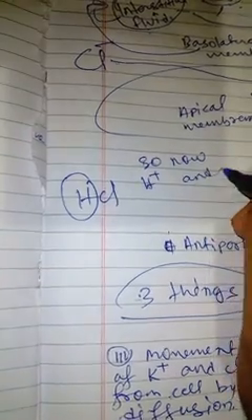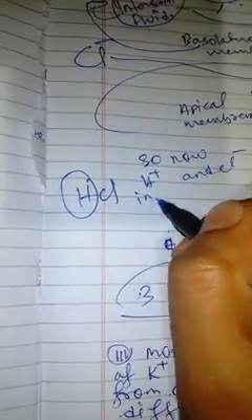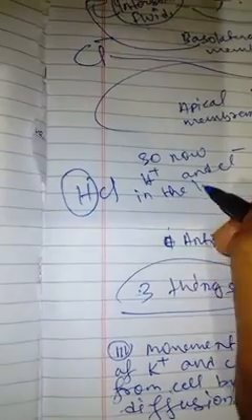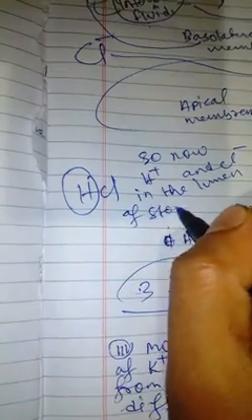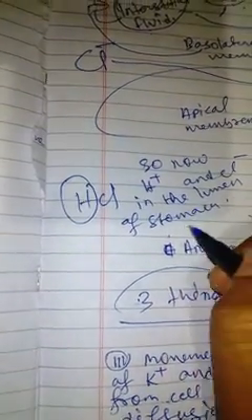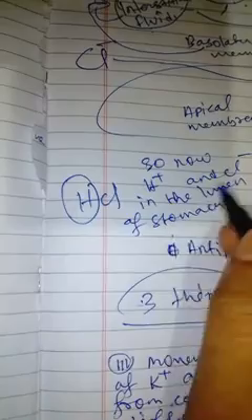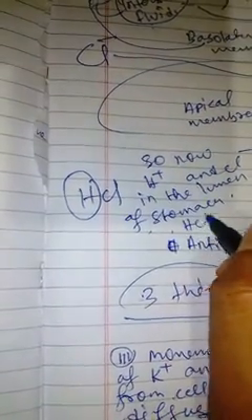Okay, so now there is both H plus and Cl minus in the lumen of the stomach, and these two make HCl.